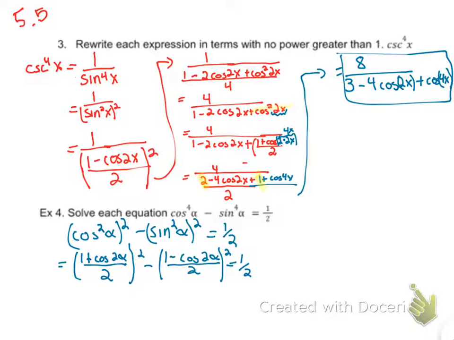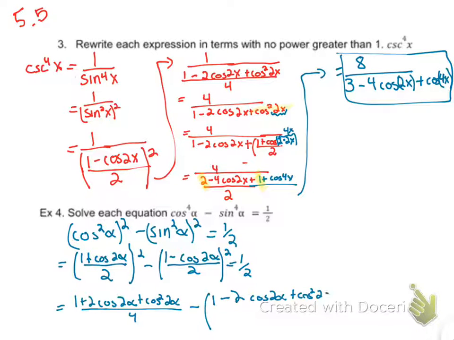Okay, you got to do that double distributive property. So when we do that, you see you have 1 plus 2 cosine 2 alpha plus cosine squared 2 alpha all over 4. And over here, we're going to do the same thing. So you end up with 1 minus 2 cosine 2 alpha plus cosine squared 2 alpha all over 4 equals 1/2. I don't want to forget that.